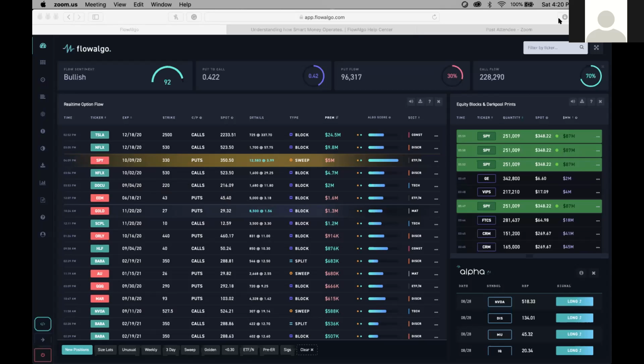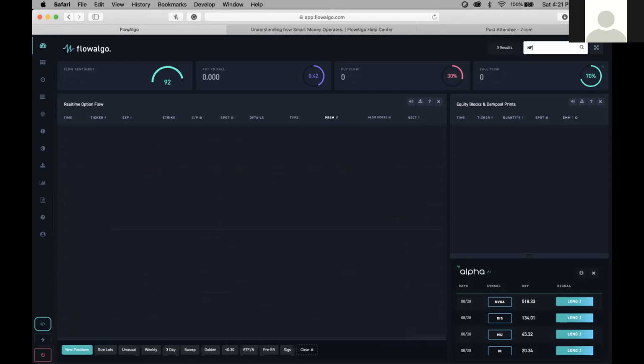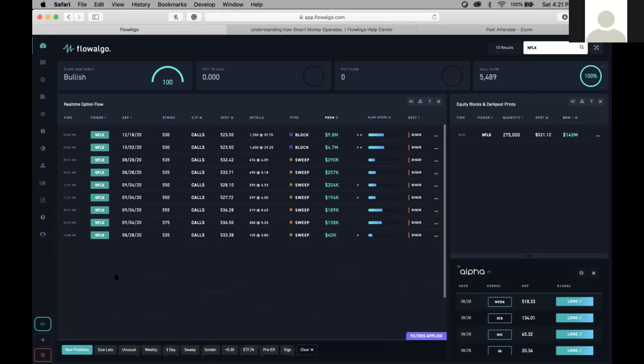So another thing too is just looking at this dashboard, you can filter by ticker. So for example, if I want to check Netflix, this is all for Friday. So basically all Friday, this is all the positions that were open for Netflix. And you can see some pretty big ones here. I mean, you can see 9.8 million, 4.7. So these are pretty interesting. I am pretty bullish on Netflix myself.